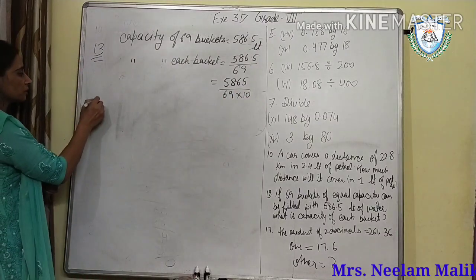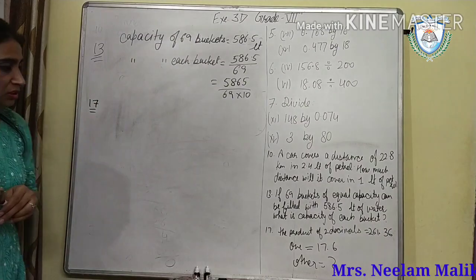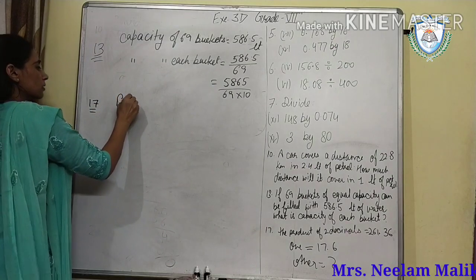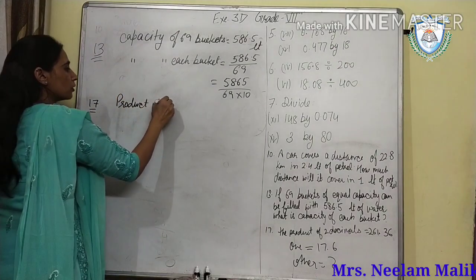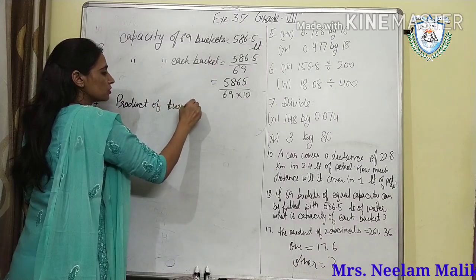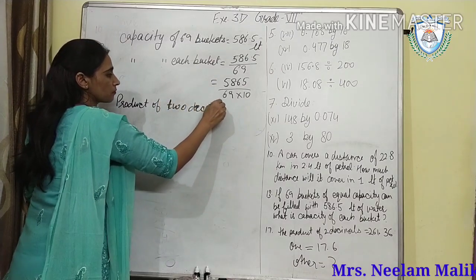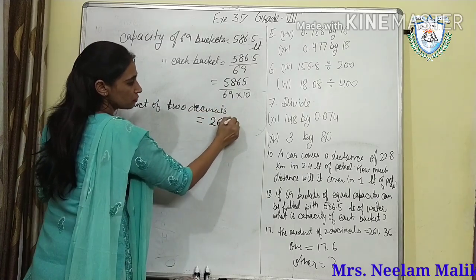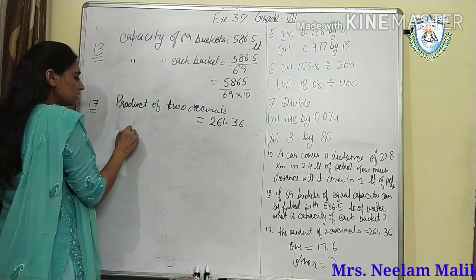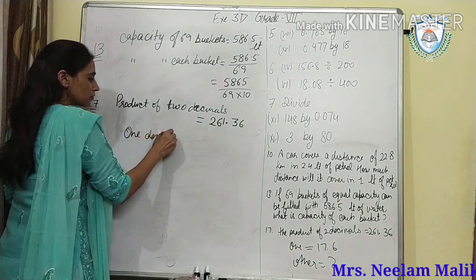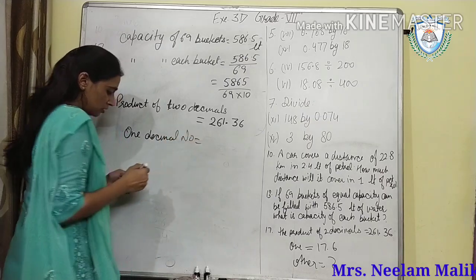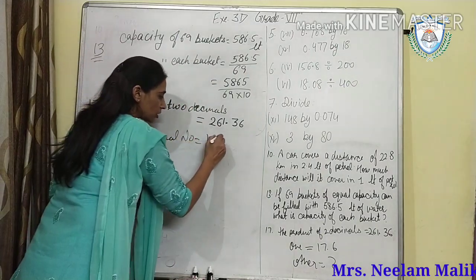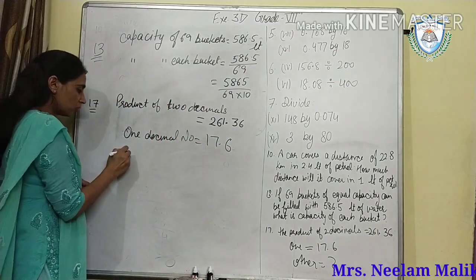Now question number 17. In question number 17, the product of two decimals is given. The product of two decimals is 261.36, and one decimal number is given. That decimal number is 17.6. So what will be the other decimal number?